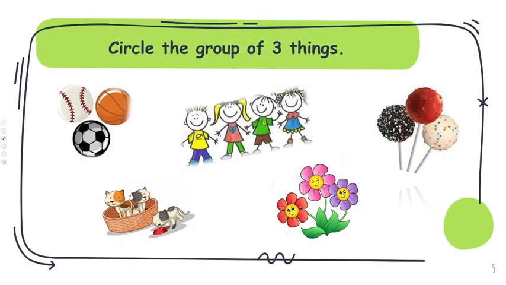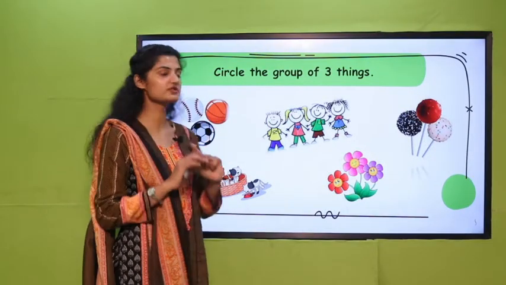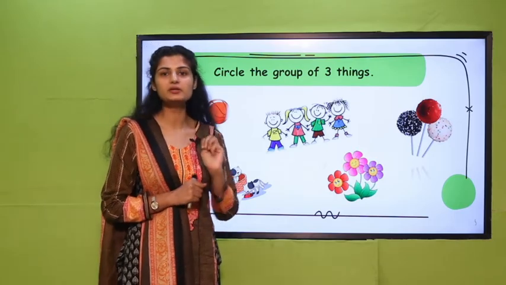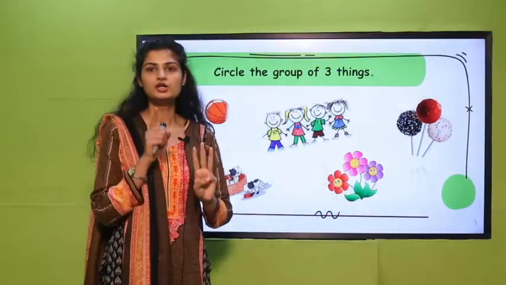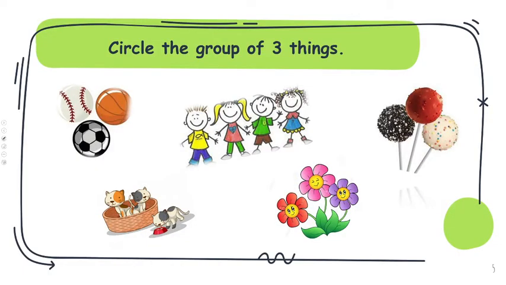Circle the group of 3 things. We are going to circle the things which are 3 in number. How many in number? 3. 1, 2 and 3. Let's start with the lollipops. Let's count them. 1 lollipop, 2 lollipop and 3 lollipop. Are these 3 in number? Yes. So, let's circle them.